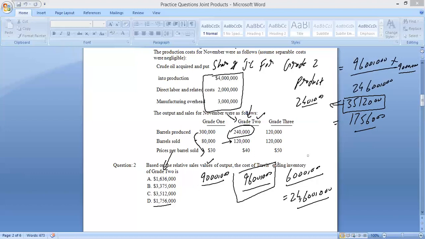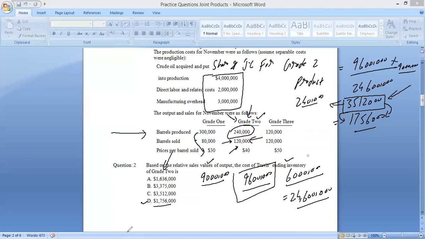Students, try to understand what we did. He asked to calculate the value of ending inventory. So how did we work on this? We first calculated the total share of cost the grade 2 product will have, which came to 3,512,000. Half of the barrels were sold, so the remaining half will go to inventory. That's why we made the total cost half, because half of the barrels stay in inventory, so out of the total cost, half will go to the closing inventory. That's why D is our answer.